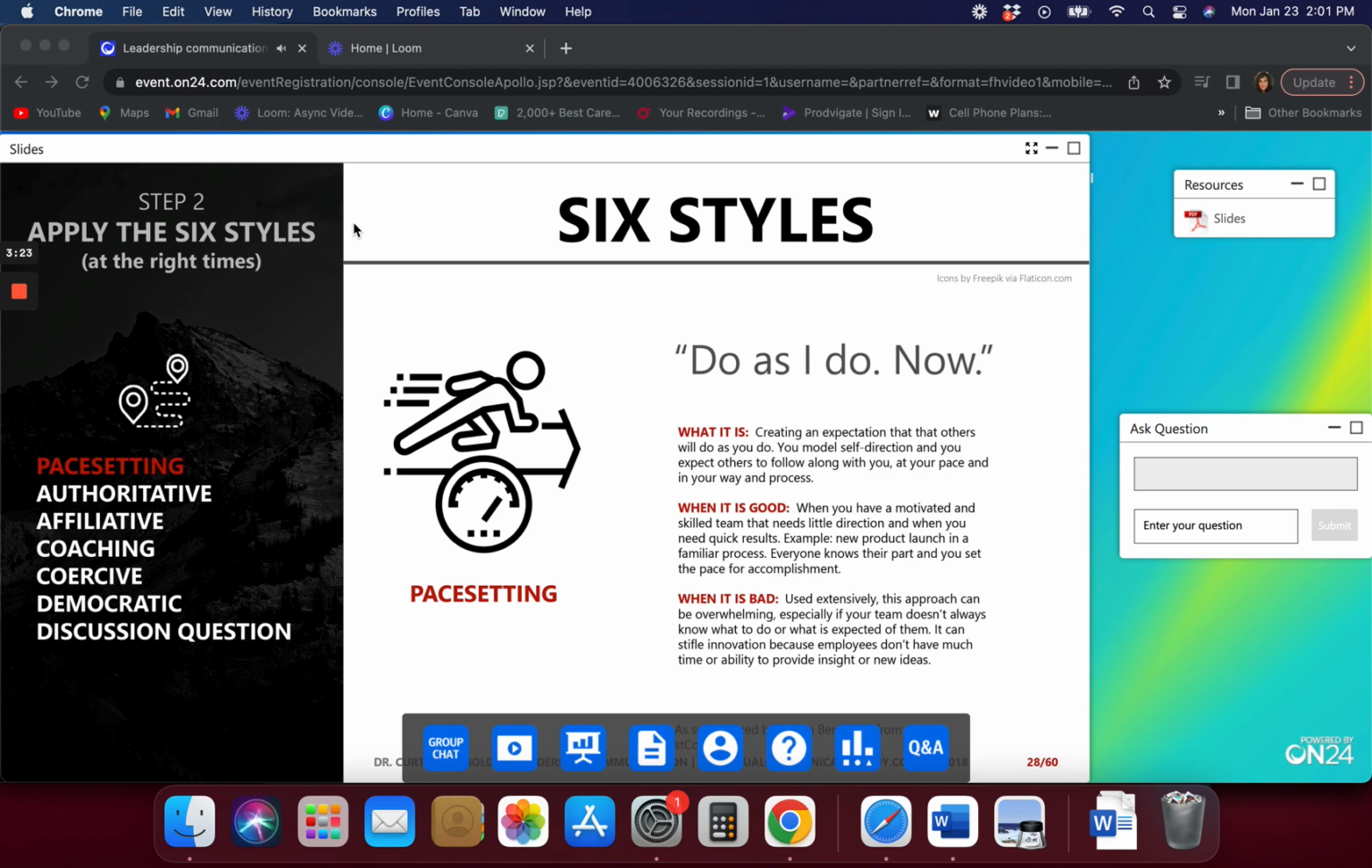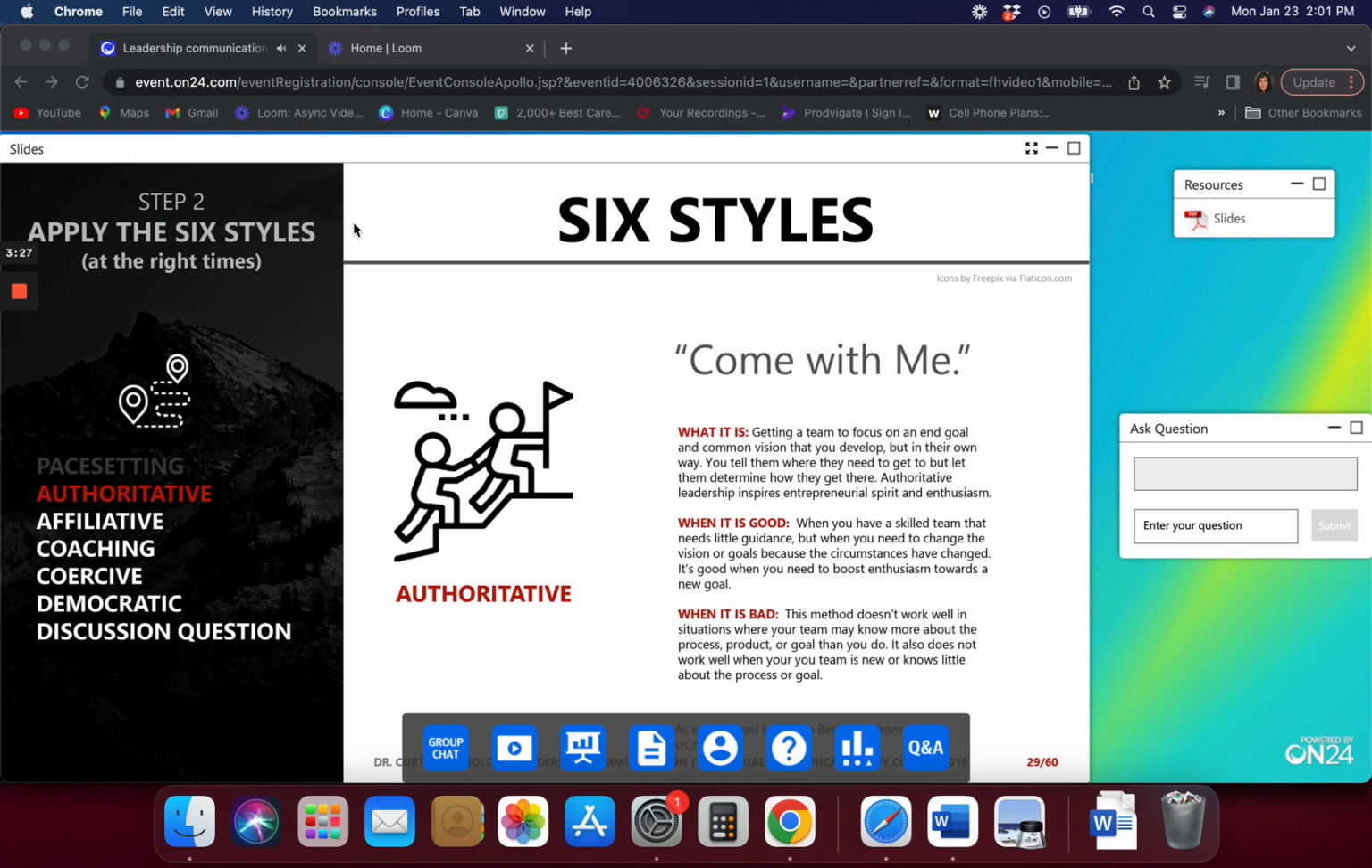Okay, so pace setting, that's the first one. We're going to move to the second one, which is very similar. I don't love the name of this one. It's often called authoritative. That doesn't mean authoritarian, meaning that it doesn't mean you're in control all the time, but rather what it means is that you are in charge, you're the authority figure, and you tell people what to do, but it's a little bit more flexible than pace setting. This idea is that you set the goals, you help people get there, but you let them manage their own way to get there.